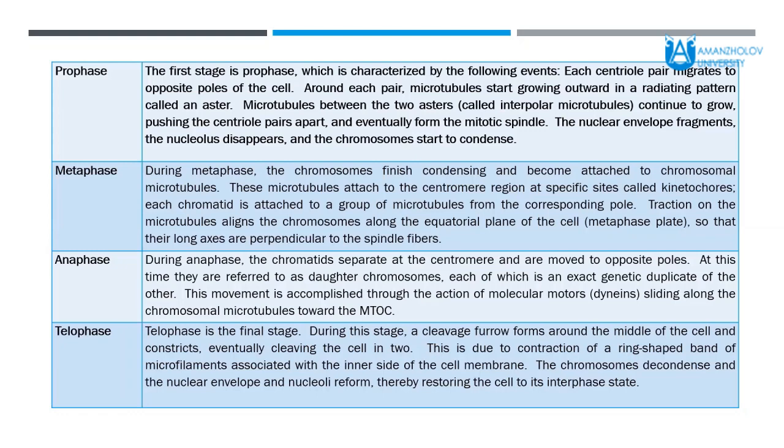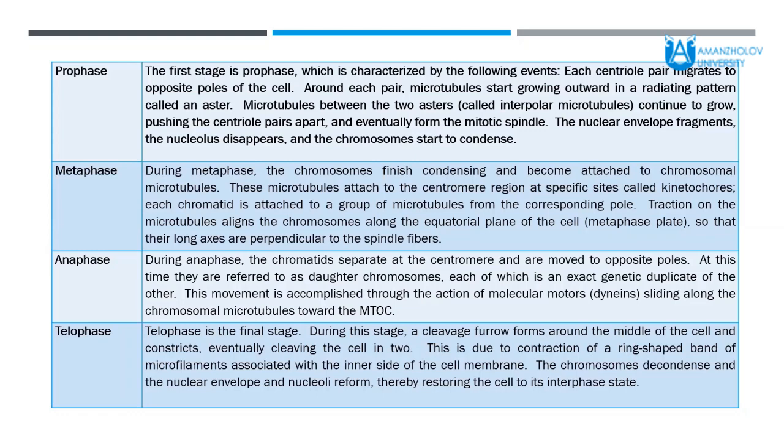Next stage, anaphase. During anaphase, the chromatids separate at the centromere and are moved to opposite poles. At this time, they are referred to as daughter chromosomes, each of which is an exact genetic duplicate of the other. This movement is accomplished through the action of molecular motors sliding along the chromosomal microtubules toward the poles.